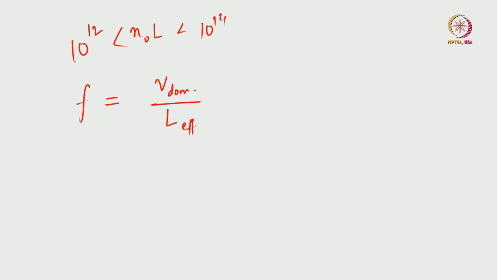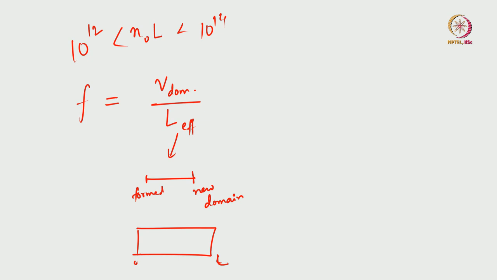What is effective length? The effective length tells you the length that the domain will travel from the time it is formed to the time a new domain forms. Now, if you have a sample of length L, from 0 to L, the time taken for the domain to move from cathode to anode need not always be the time between the formation of two subsequent or adjacent domains. They could form even earlier, they could form even later.